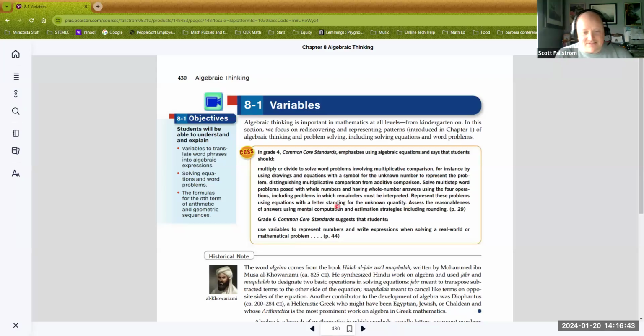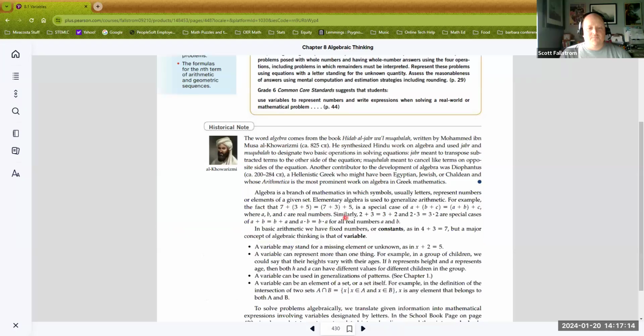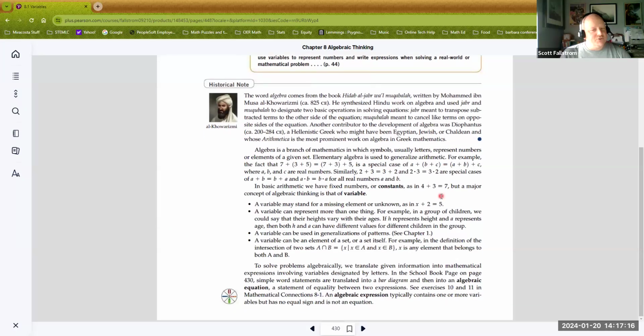Notice by the time they get to grade 6, they will need to use variables to represent numbers and write expressions when solving real world or mathematical problems. So algebra and the idea of variables is not going to go away. So what we're looking at as objectives in 8.1 is to translate word phrases into algebraic expressions. We're going to solve equations and word problems, and we're going to find the formulas for the nth term of arithmetic and geometric sequences. This should be a bit of review from chapter 1 and 2 in this Math 105 class.